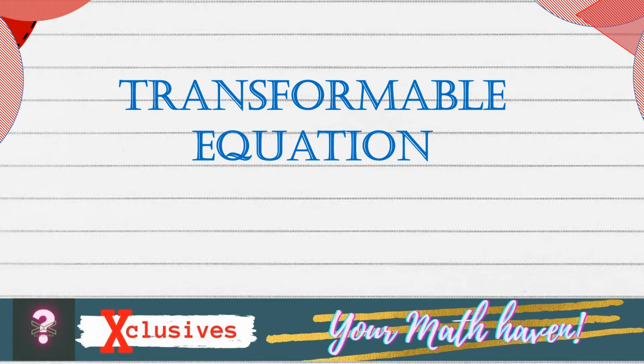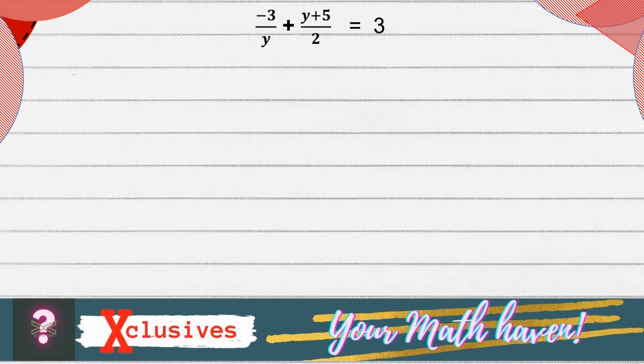Now for our video lesson, we are going to solve equations transformable to quadratic equations, including rational algebraic equations. Given our first example, negative 3 over y plus (y plus 5) all over 2 is equal to 3. We are going to solve for its roots. Before we can solve for its roots, we need to make this equation into its standard form.